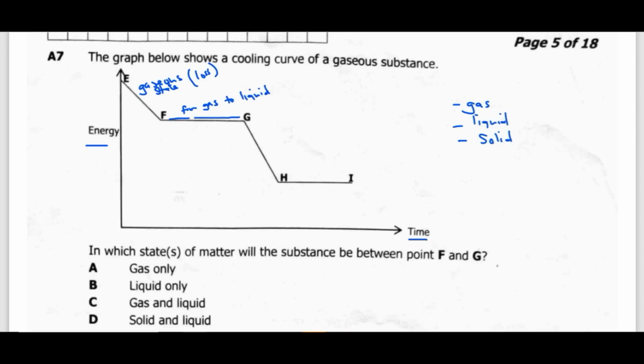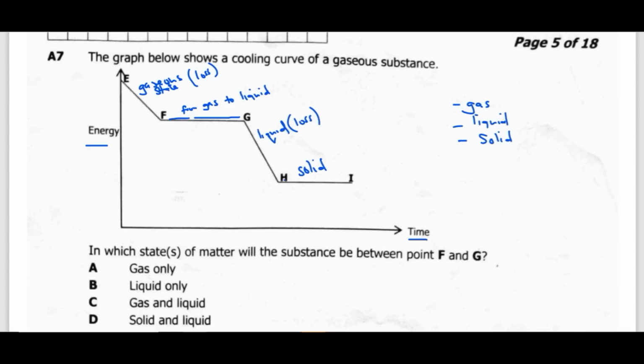And then we have G to H. From G to H, you'd find that there will be loss of energy, so it is still liquid, but there is loss of energy. And then we have H to I, where the state will be solid. So it will be from liquid to solid.